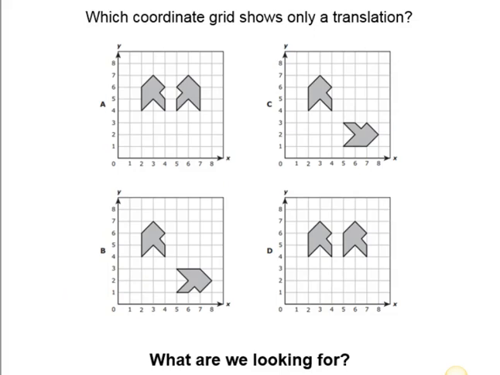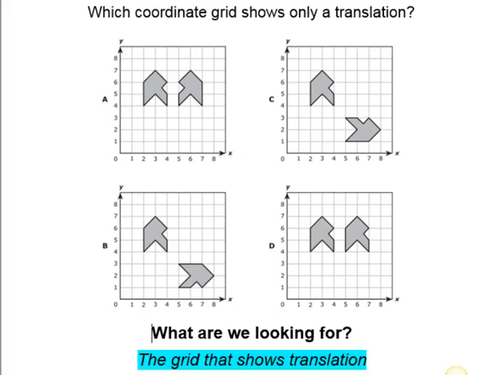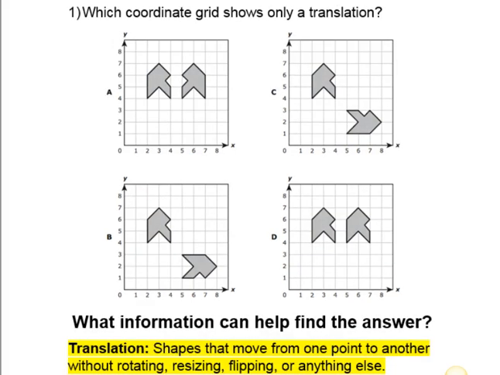What are we looking for? We are looking for the coordinate grid that shows a translation. What information can help us find the answer? Well, first we need to know what a translation is.